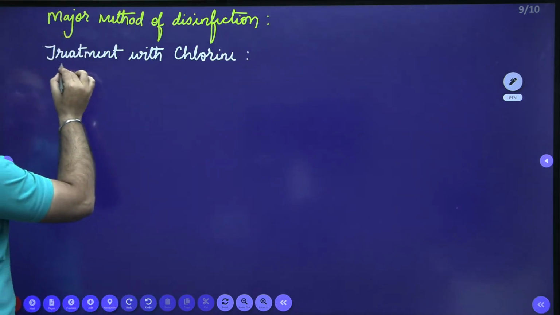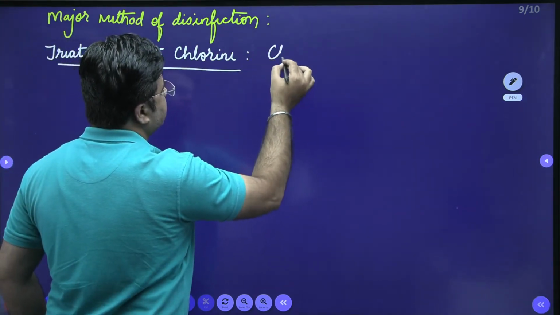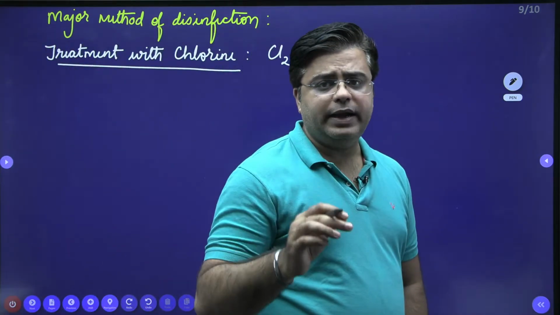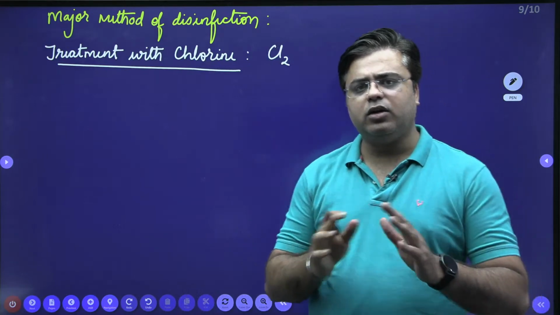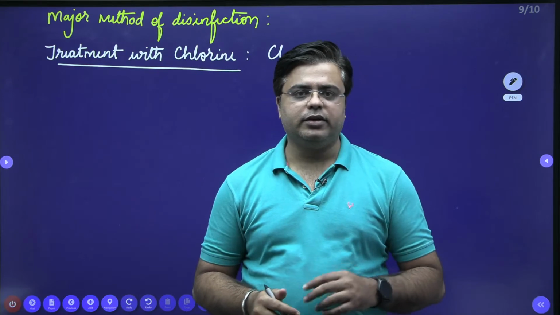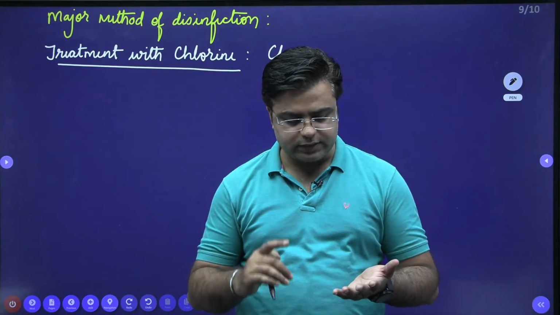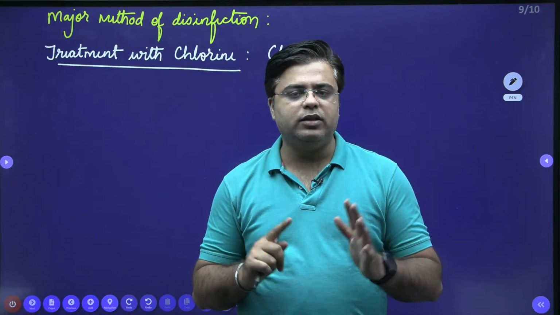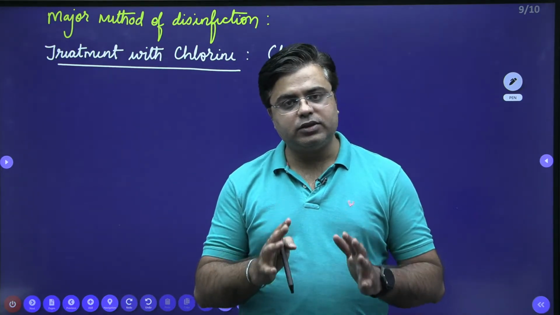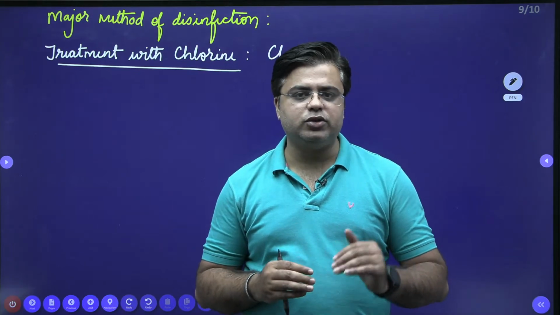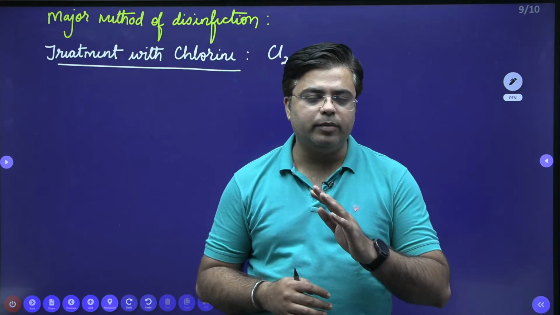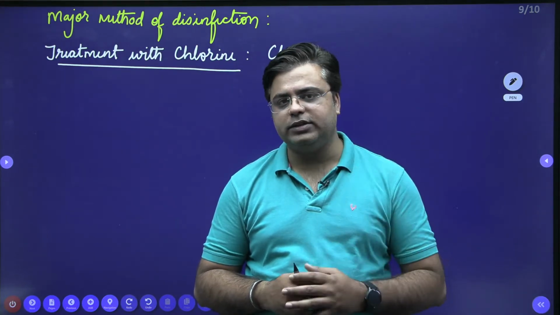That is treatment with chlorine, right? Now this is the widest method that is used across the country. In India, we disinfect the water using chlorination. There are two reasons. First, it is available in all the three forms: solid, liquid and gas. Second, its storage is easy, right? It can be stored for longer duration. Third, it does not form any sludge after carrying out the disinfection.